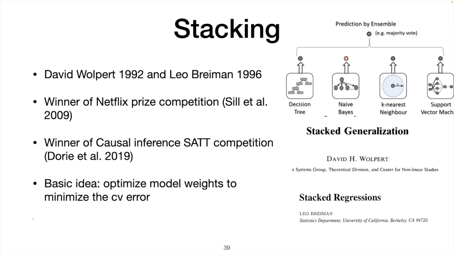The idea is simple. We want to optimize model performance. We want to optimize the model weights to minimize the cross-validation error. You have different training algorithms. They can be decision trees, or whatever training algorithm you want to use. You have a second layer model. This layer model is determined by the stacking, which is to linearly average over the predictions, and then you choose a weight to minimize the cross-validation error.